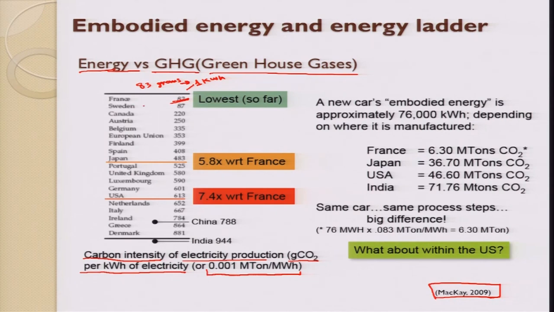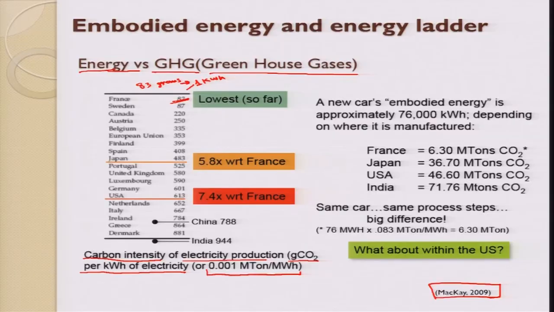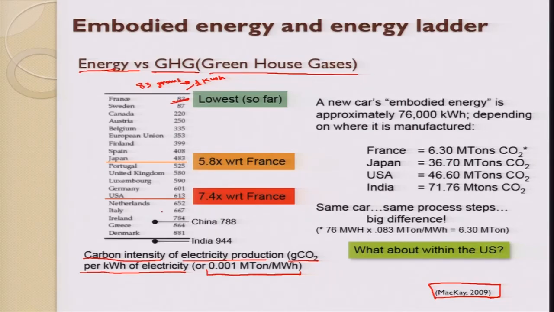See, France and Sweden, they mostly have nuclear power plants. These countries use nuclear fuels. Canada, which is at number 3, has wind power plants in big numbers. So the carbon intensity produced is much lesser in comparison to the countries in the bottom rows here. In the bottom rows we have the USA, which is 7.4 times France. We have Japan, which is 5.8 times France.